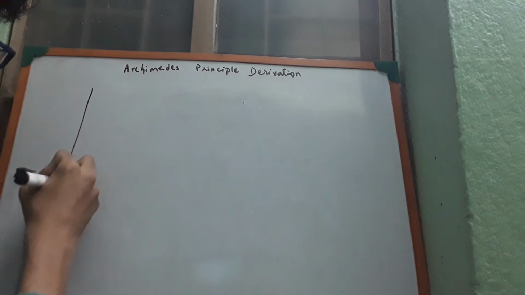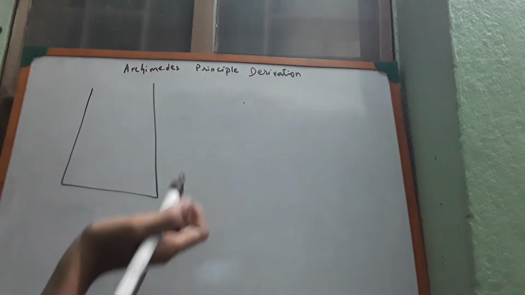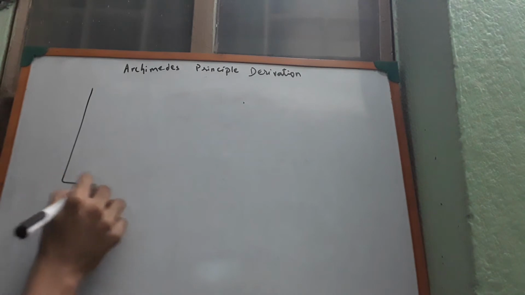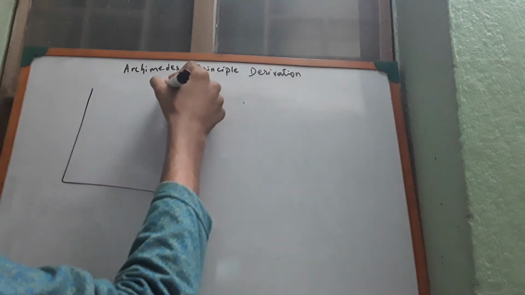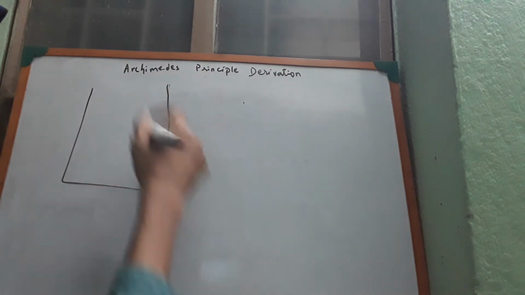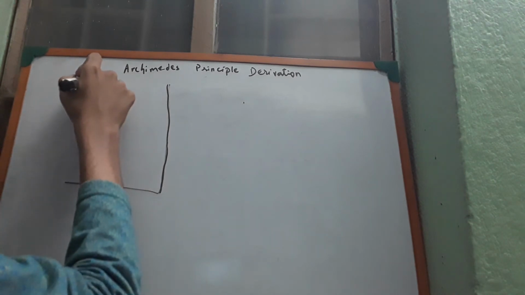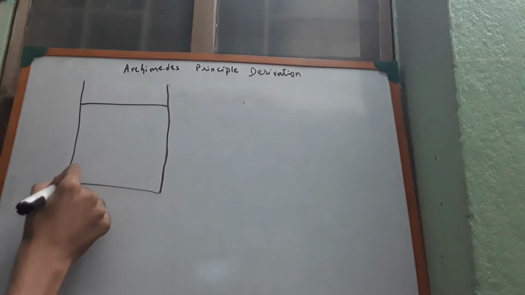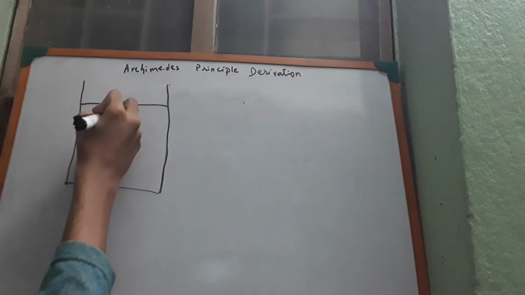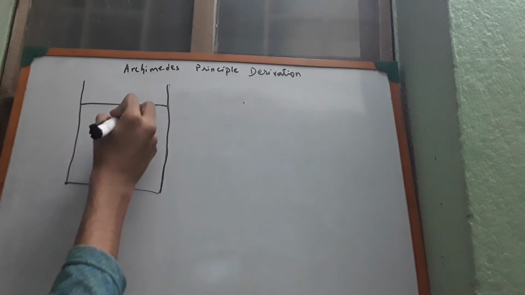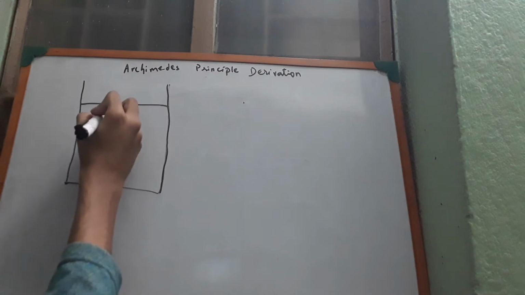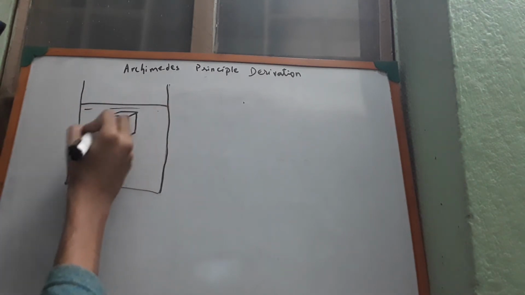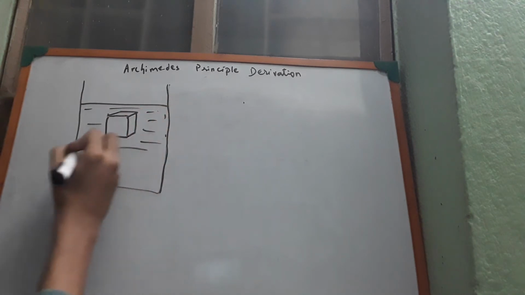Okay, so let's say we have a beaker of water here. Just assume it to be a beaker of water, a freehand diagram. Let's say there's water till here, and let's say we have a cube here. This is not a square, let me draw a cube. The cube is immersed in water.